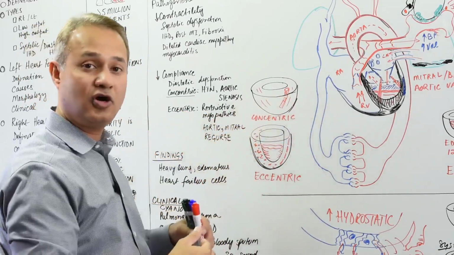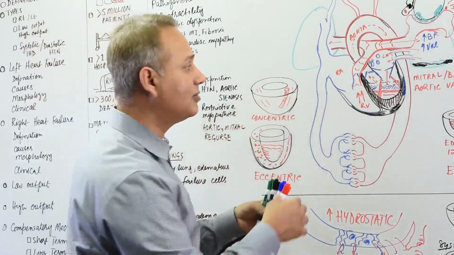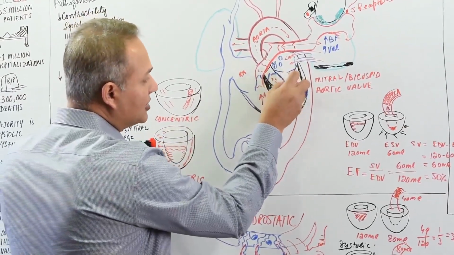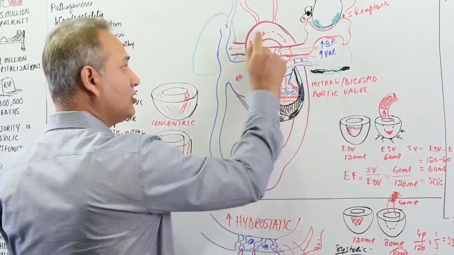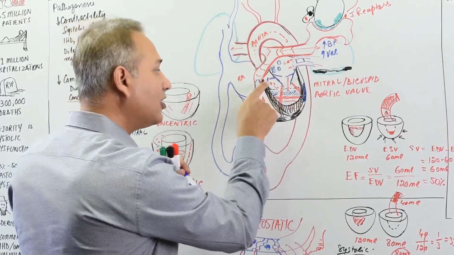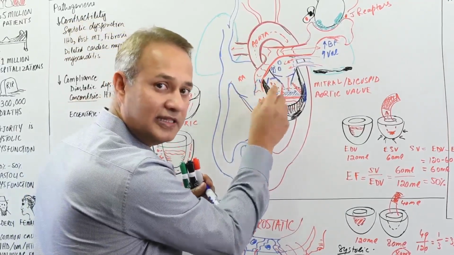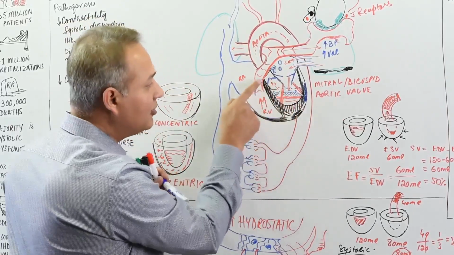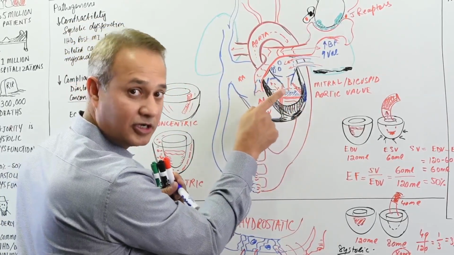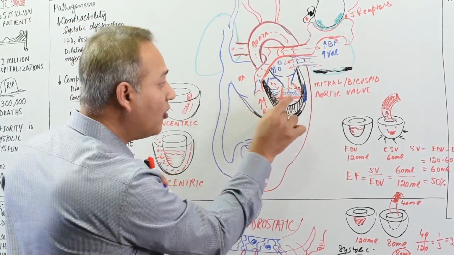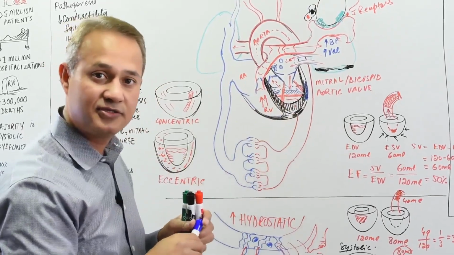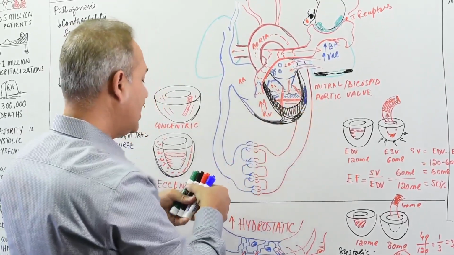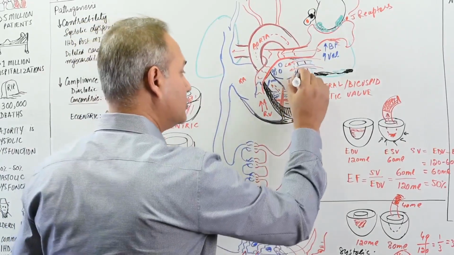Regurg can cause dilatation. Why? Think about it. When the ventricle squeezed and threw the blood out into the aorta, if the aortic valve is not competent, then during the diastole, blood has to come in from the atria. It will also come in from the aorta. So the volume of the blood will increase. So now instead of becoming thick, this heart will become dilated.